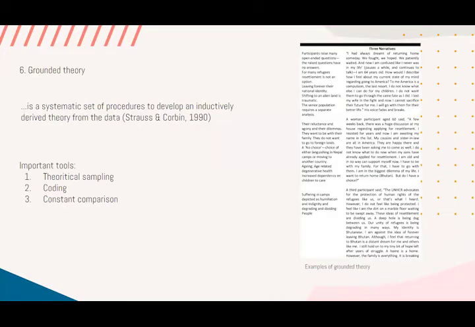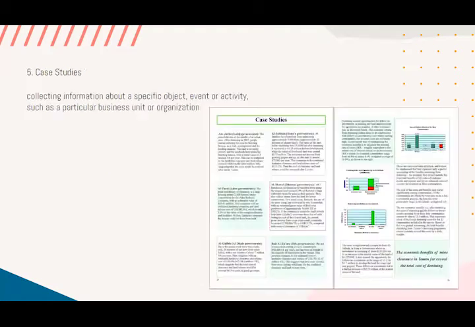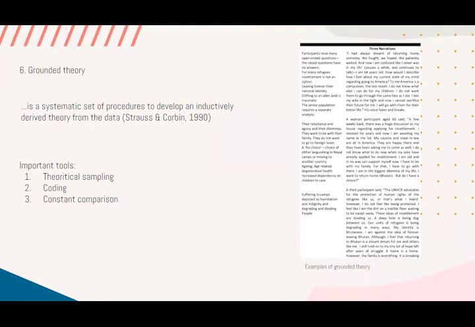Next, we have grounded theory, which is a systematic set of procedures to develop an inductively derived theory from the data. Important tools of grounded theory are theoretical sampling, coding, and constant comparison. Theoretical sampling is the process of data collection for generating theory, whereby the analyst jointly collects, codes, and analyzes the data and decides what data to collect next and where to find them in order to develop his theory as it emerges.